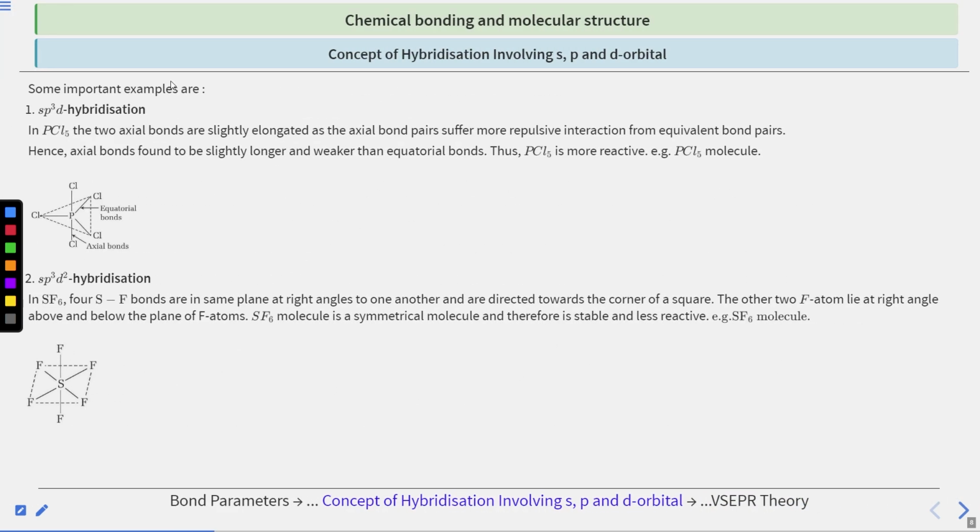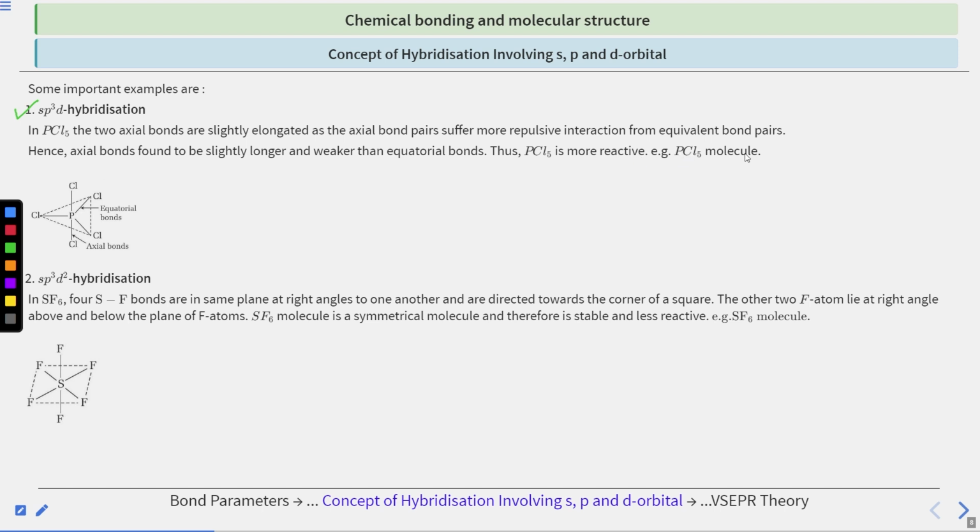Let's now study some important examples of the hybridization state. First one is sp3d hybridization. In PCl5, the two axial bonds are slightly elongated, as the axial bond pairs suffer more repulsive interaction from equivalent bond pairs, right? Hence, axial bonds are found to be slightly longer and weaker than equatorial bonds. Thus, PCl5 is more reactive.